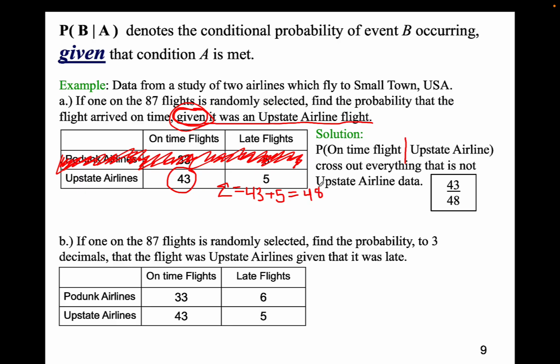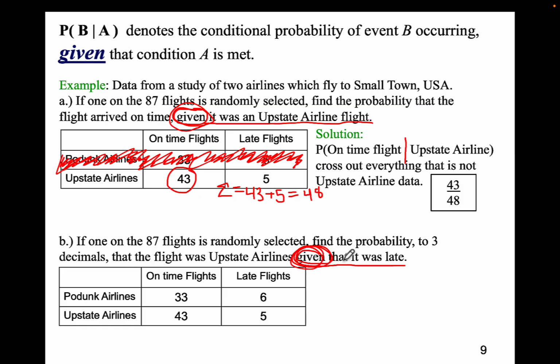Part B: if one of the 87 flights is randomly selected, find the probability, to 3 decimal places, that the flight was Upstate Airlines given that it was late. Go to your word "given," circle it, and then everything that follows it is the only stuff you're interested in. That it was late. Ignore everything else except this given condition.